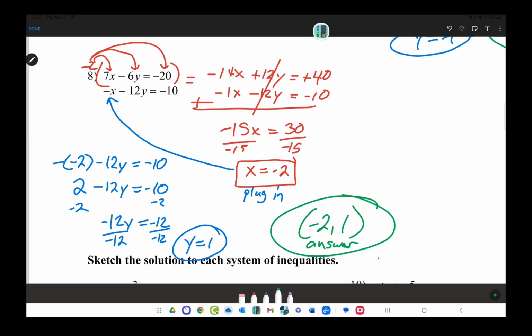I just used the other equation. I don't know what that is. What about -2 at the top? Oh, cool.